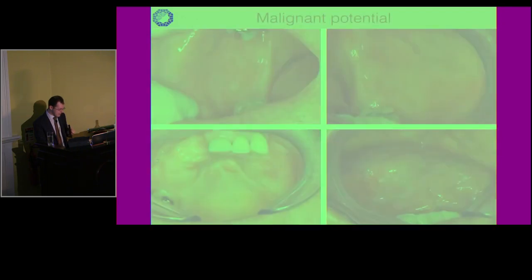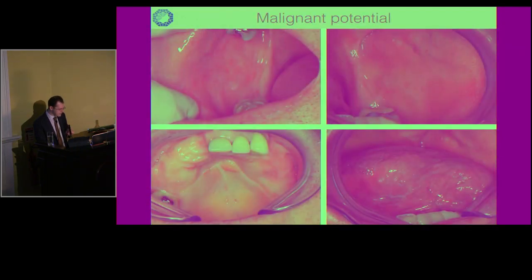An example of that is here. Here's a gentleman who came in with what looked quite like a mixed type lichen planus with areas of erosion, areas of reticulation on the lateral tongue there at the bottom right, and erosion and reticulation on the palate. And I would challenge anyone to find the cancer in that picture.